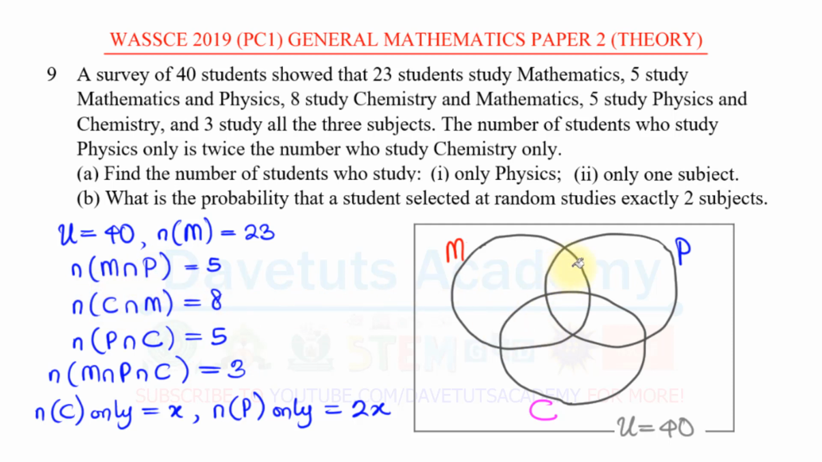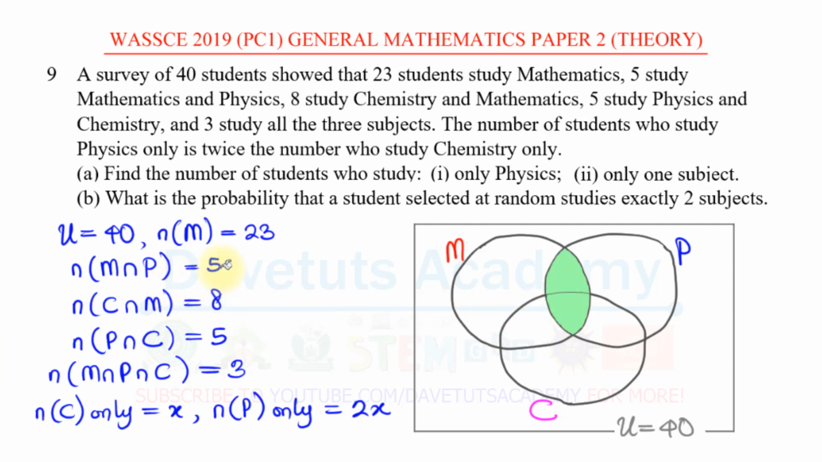It is here. Look at this. This is maths, to the left, and this is physics to the right. The point where both of them intersect is what I just shaded in green. So that region is given as 5.